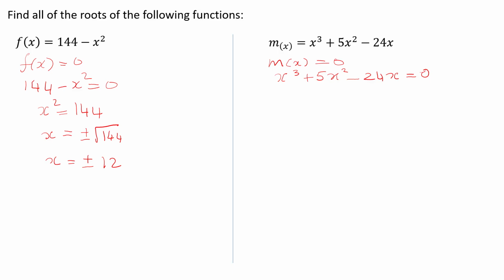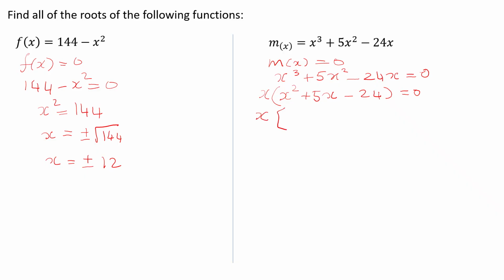You can see in all these three terms x is the common factor. So before I factorize, I'm going to factorize the x out of these three terms. So take x out of the bracket: x times (x squared plus 5x minus 24) equals 0. Now inside the bracket is a quadratic, so I'm going to factorize again.